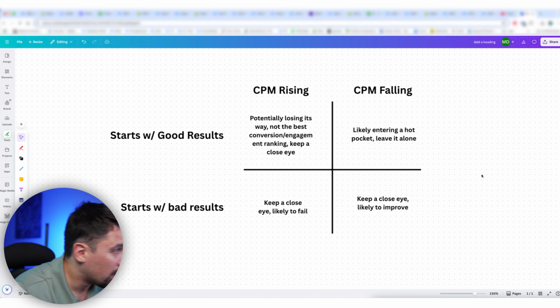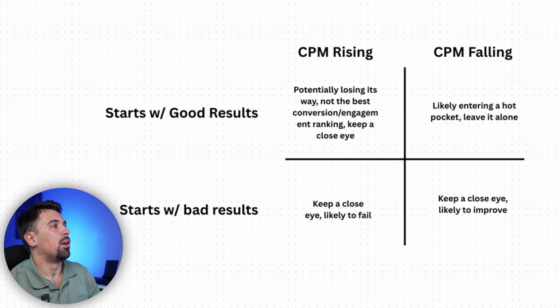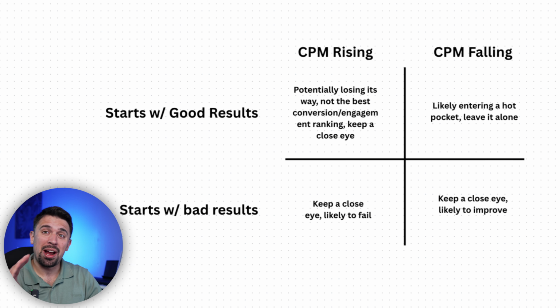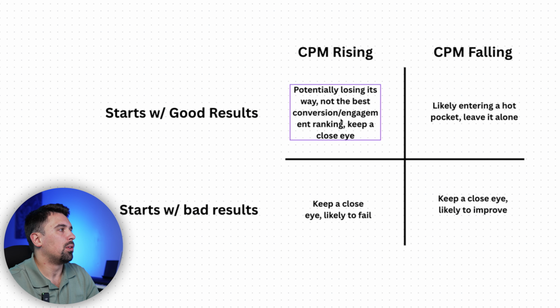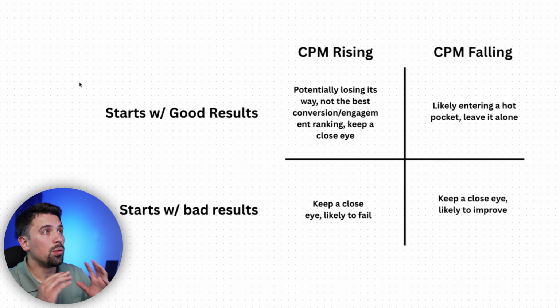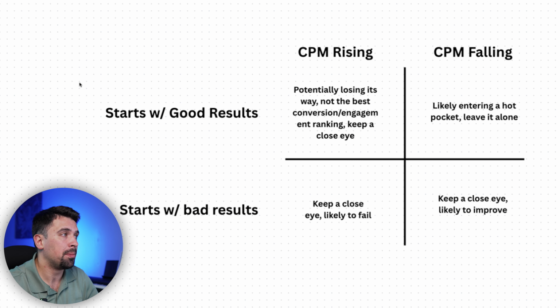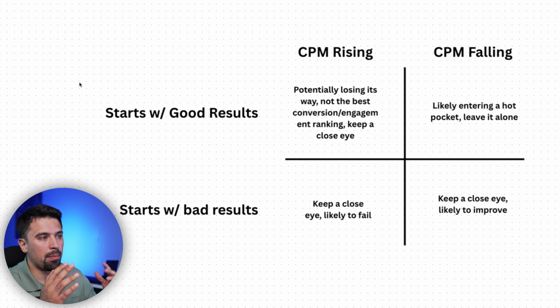Now, there's more. We also have to look at the direction in which the CPMs are going. Are they going up or are they going down? Okay, so this is the way I like to think about it. If you launch a new campaign and it starts with good results, but then you start to see the CPMs creeping up over time, that means it's potentially losing its way. What I mean by that is it's losing its way from finding your ideal customer avatar.